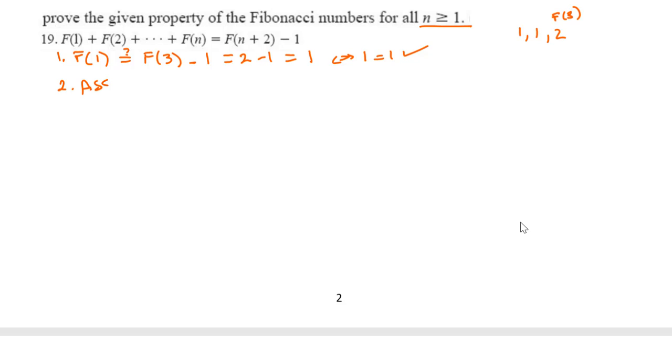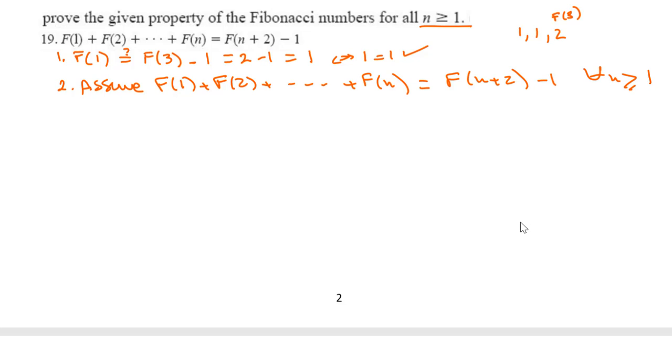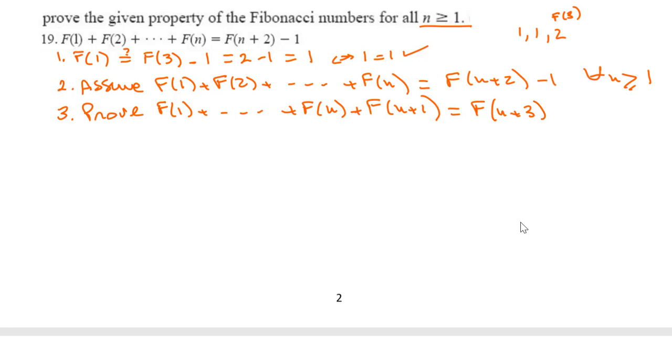The next thing, I'm going to assume that F(1) plus F(2) plus all the way to F(n) is equal to F(n+2) minus 1 for all n greater or equal to 1. And we need to prove n plus 1. What does it mean? I need to prove that if I move all the way, instead of stopping at n, we go to n plus 1. So it should be equal to, replacing n with n plus 1, n plus 1 plus 2 is n plus 3, minus 1. So this is where we need to check.